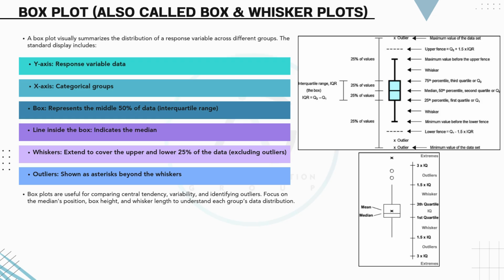range. On the right side, we have a visual diagram showing the mathematical basis of these plots. The upper fence is Q3 plus 1.5 times IQR, and the lower fence is Q1 minus 1.5 times IQR. Any data beyond these fences is considered an outlier. The mean and extremes may also be marked in some box plot variations.